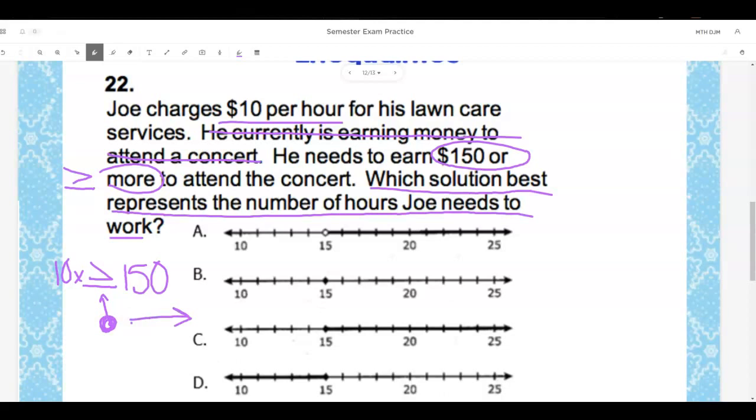So A has an open circle, can't be that. B, the arrow is going this way, can't be that. D is also a closed circle at 15, the arrow going that way, they're the exact same. And C has the arrow going the right direction, and it is a closed circle. So that is our answer right there.